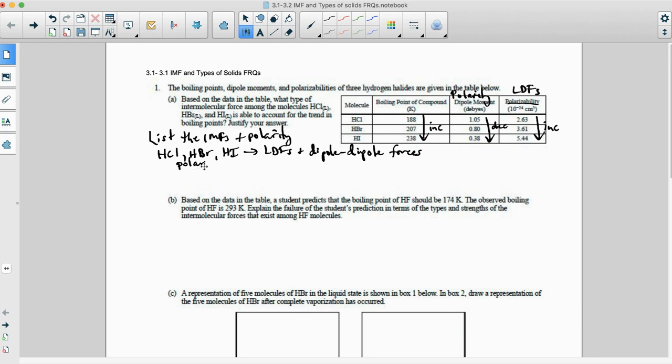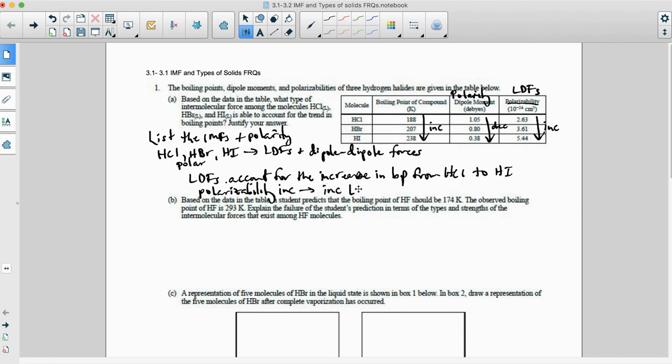So here we can say that LDFs account for the increase in BP, meaning boiling point, from HCl to HI. Polarizability increases. That means we have increased LDFs, stronger LDFs, which in turn increases the boiling point.